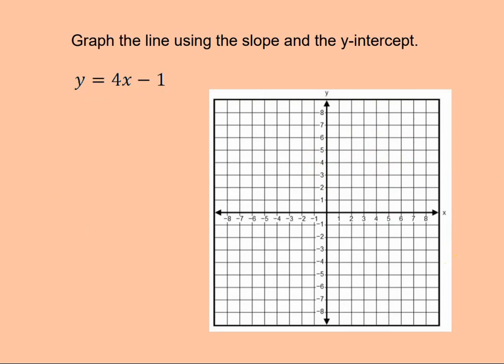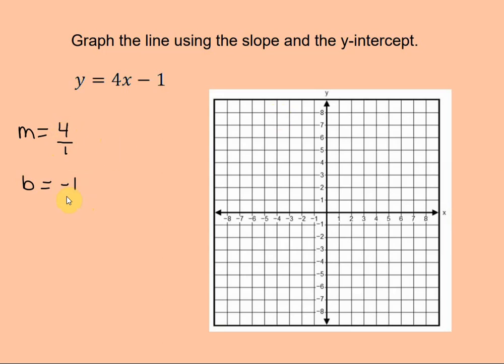Let's try another example. Okay, so my slope is 4, and my y-intercept is -1. To get a rise over run whenever I have a whole number like this, remember I can always turn a whole number into a fraction by putting it over 1. 4 over 1 and 4 are the same thing. So we need to graph our line, and remember we need to begin with our b.